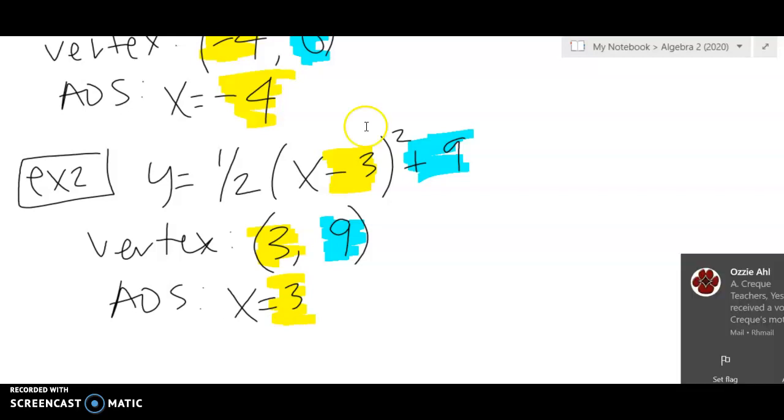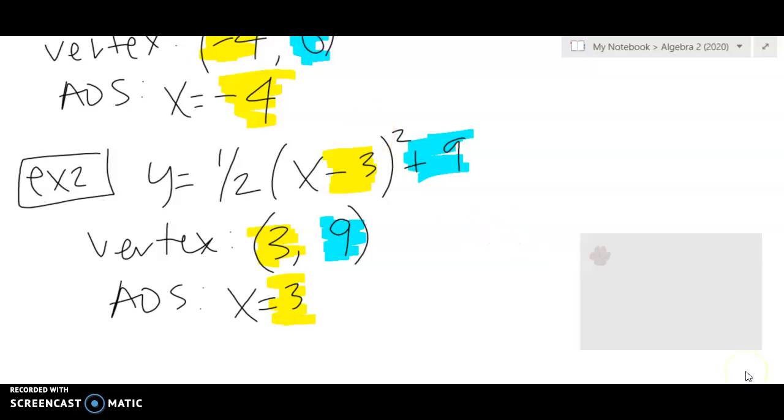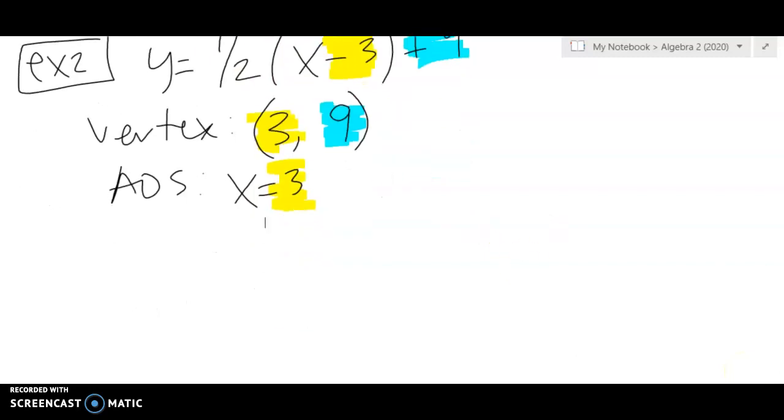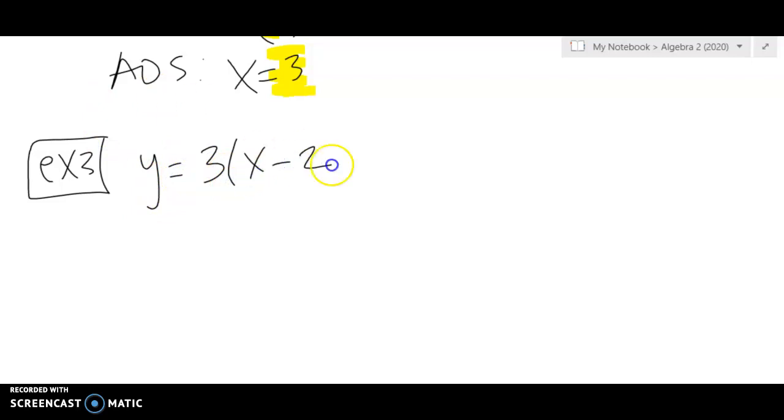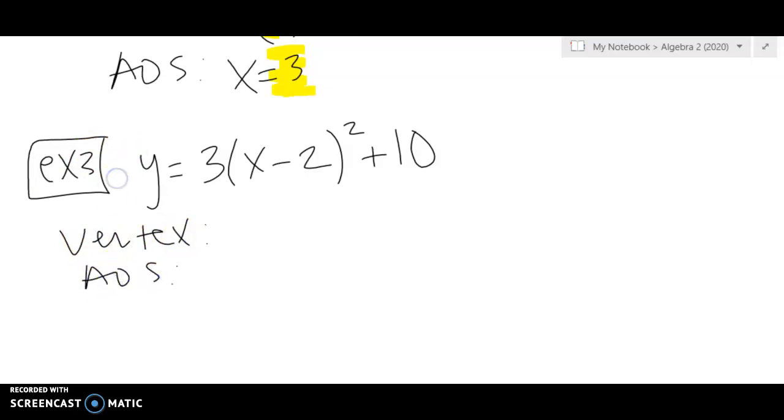Okay, let's do another one, and I'm going to add on another detail here. Example 3. y equals 3 (x minus 2) squared plus 10. Okay, making this one up. Here we go. Same thing, I'm going to add on a little bit. Let's do the vertex, let's do the axis of symmetry, and let's talk about max and min, because I know that's on some of those papers.